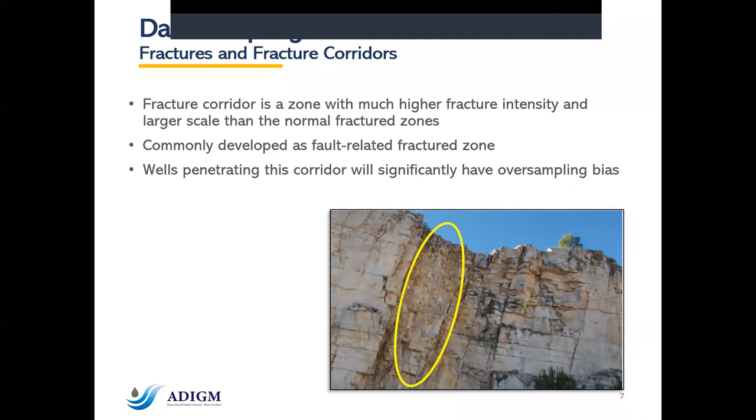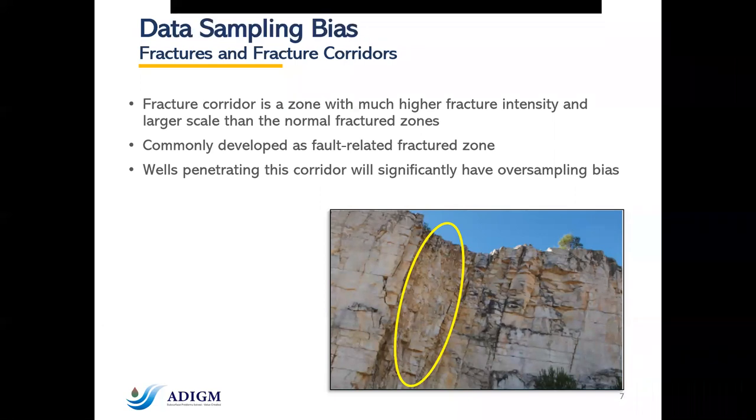One question is, can we see it from the seismic? Sometimes yes, especially if it is associated with the faults, but it depends on the seismic quality. Sometimes you see some attributes, and we can see the chance of having this corridor. But of course, it needs a calibration with the well data.